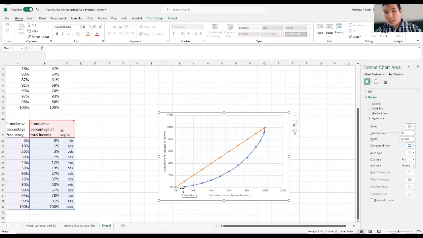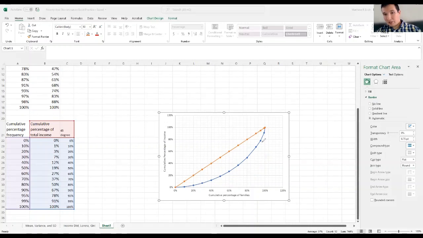Now, the farther the blue line gets from the orange line, maybe it looks more like this, the farther it gets from that orange line, the less of the relative income the poor people have, and the more of the income is concentrated at the top, right? We don't start climbing the cumulative percentage of income until we get to these super high incomes.